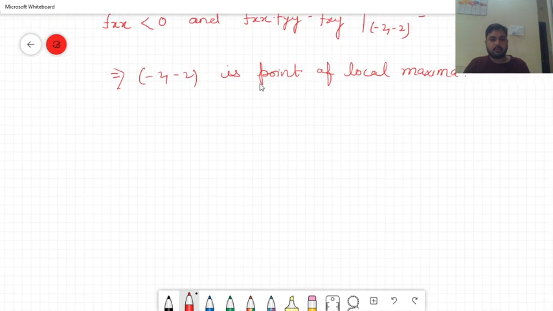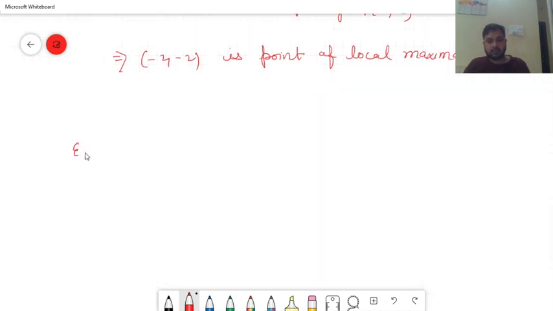Okay, the next problem is the second example. In this example we are given that f(x,y) is a function of two variables, equal to 4xy minus x to the power 4 minus y to the power 4. Now we have to find its local maxima and local minima.